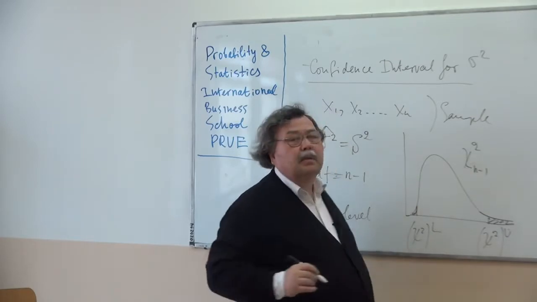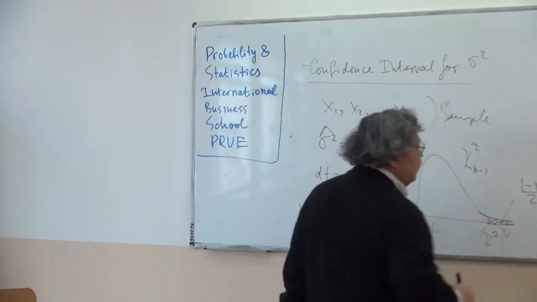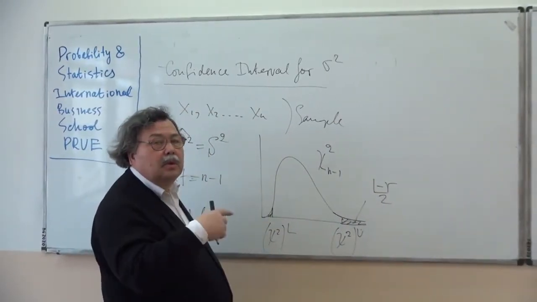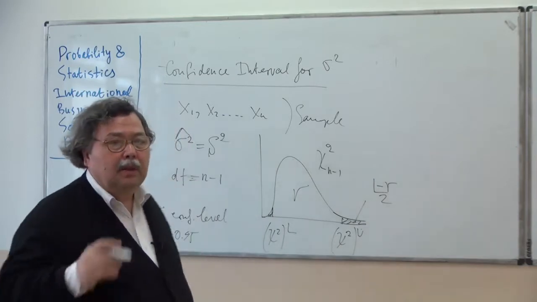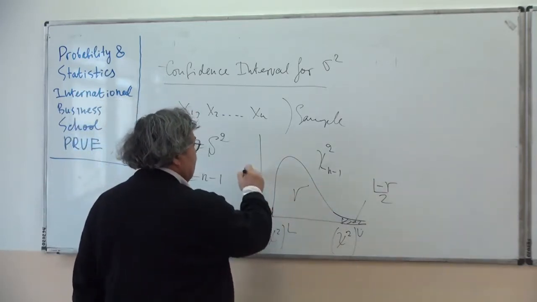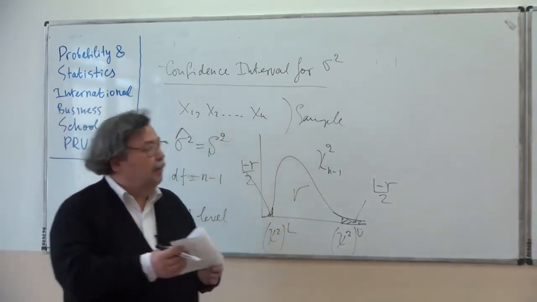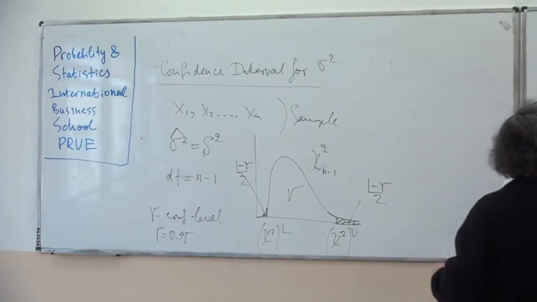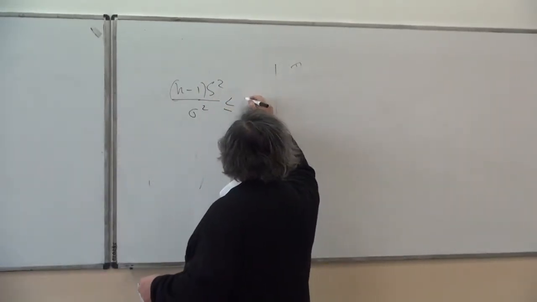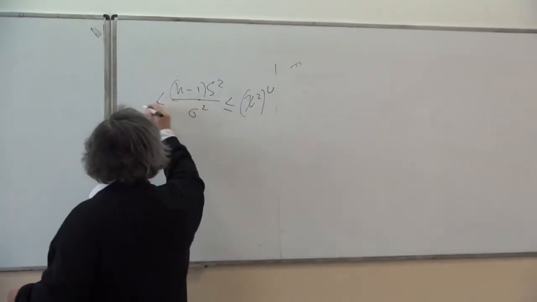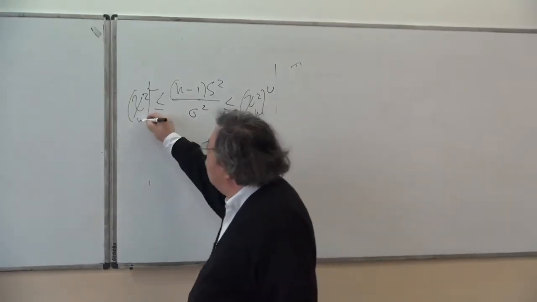and we place them in such a way as to cut off two tails, each containing the probability of (1 minus gamma) over 2. So these two tails in total contain 1 minus gamma. So this is gamma, okay? And we place them in such a way as to cut off these equal probabilities, (1 minus gamma) over 2 here and (1 minus gamma) over 2 here. Well, it gives us two values for chi squared, lower and upper. In terms of chi-squared, (n minus 1) s squared divided by sigma squared must be between lower and upper. Now this is n minus 1 degrees of freedom.